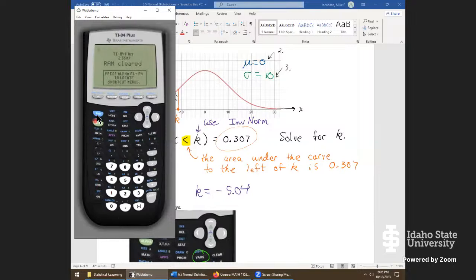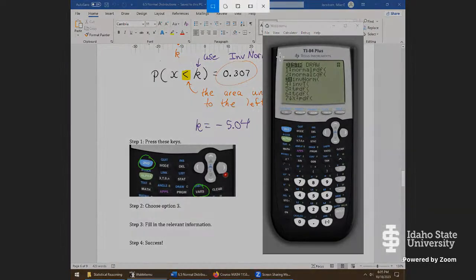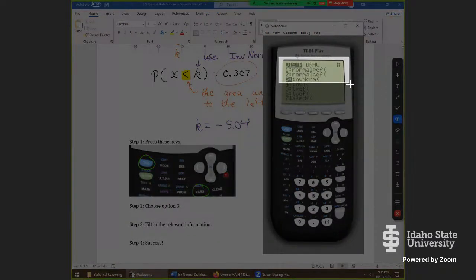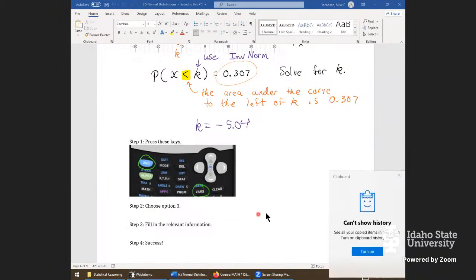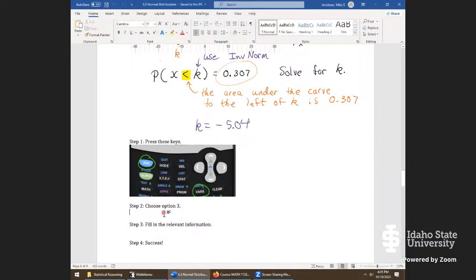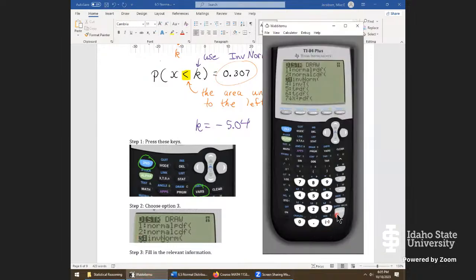So immediately on the calculator, type second bars. It brings up a long list of probability functions. The one we want is option number 3 for inverse norm. Let's put it down right here. So first thing we'll do is, after hitting second bars, go right. Go over here to option number 3, and that's the one we have to hit enter on.